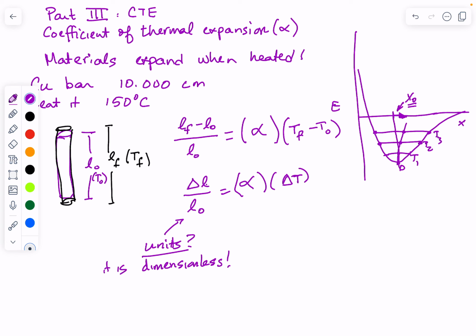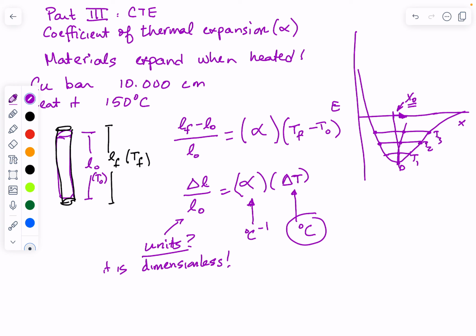All right, and so what are the dimensions of a change in temperature? 150 degrees C minus 0 degrees C is 150 degrees C. So the units of temperature are degrees C, or degrees Kelvin, or degrees F. It's going to be degrees. And so therefore, what are the units of the coefficient of thermal expansion? It has to have degrees C to the -1 in order for the equation to be dimensionless. And in fact, that is exactly what we see.